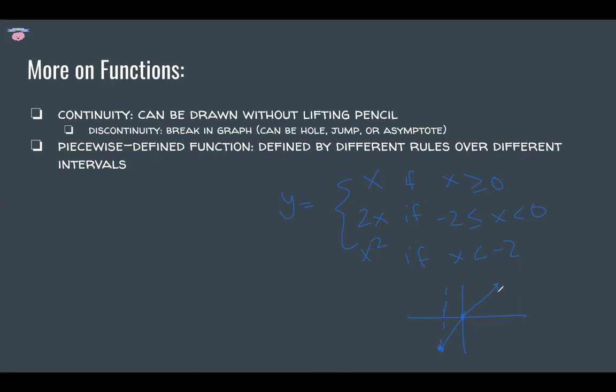So this is actually steeper than this if you can't tell by the graph. And then finally, x squared, at -2, this would be 4. So this would be a jump discontinuity. And then we continue drawing y is equal to x squared up there. So yeah, I know this looks messy, but on paper, it'll be much easier to see.